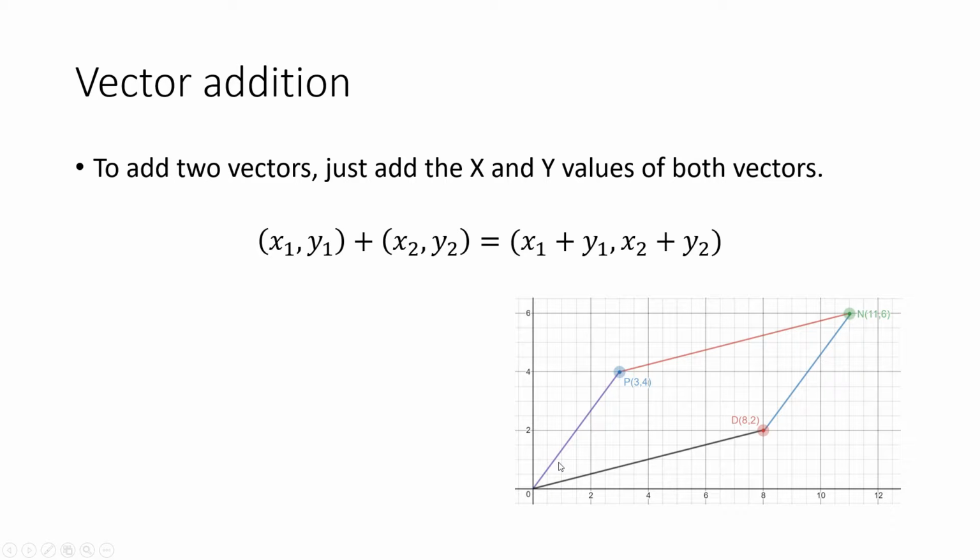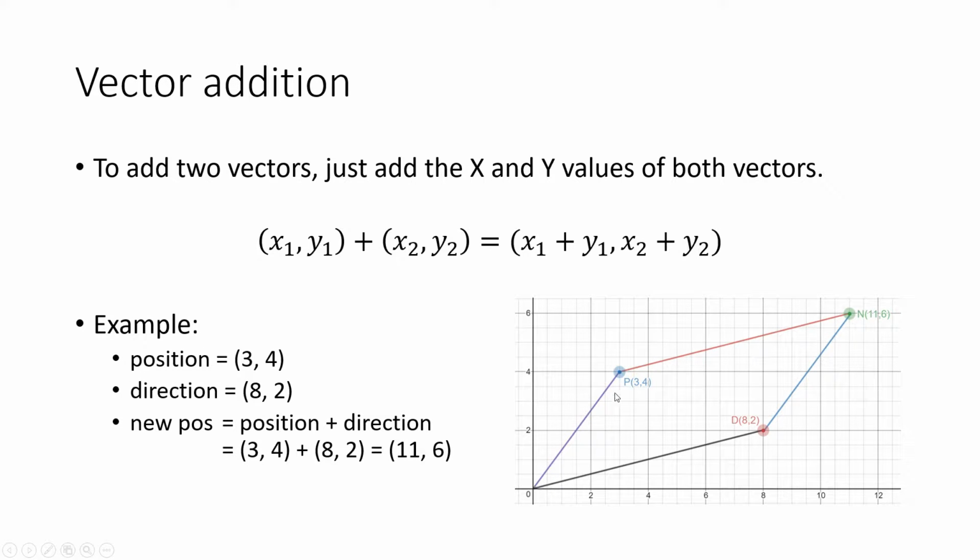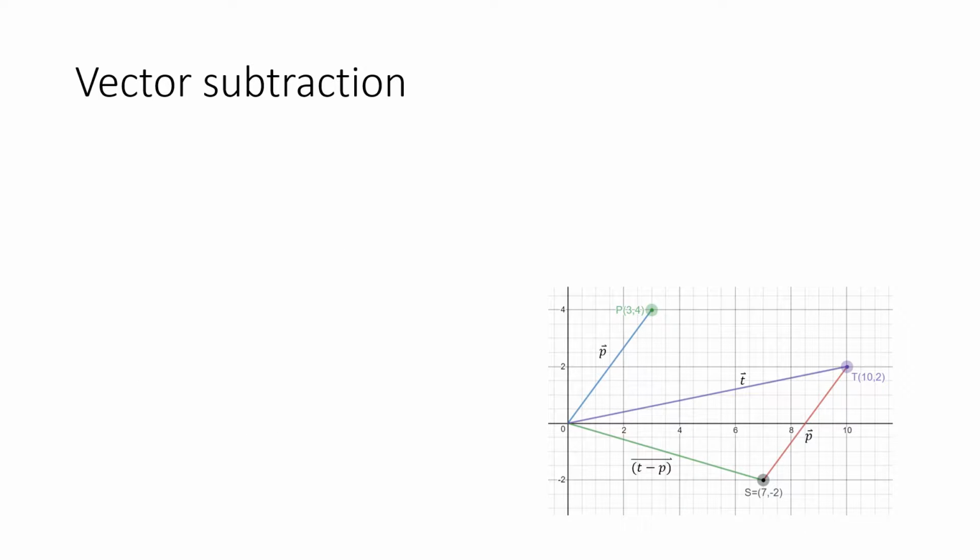So for example, if you've got a position 3, 4 and a direction 8, 2, then you can take that position and add that direction on, and it'll take you to a new position. So 3, 4 plus 8, 2 gives you 11, 6, which, yeah, that adds up. So vector addition, very handy for moving things around on the screen or in a game world.